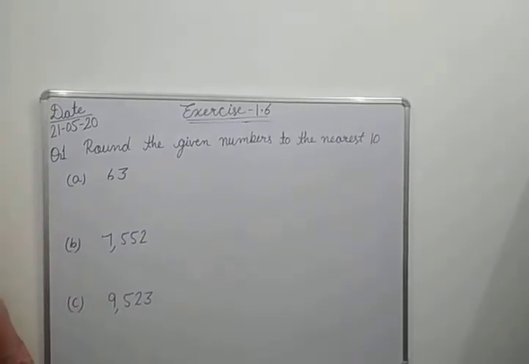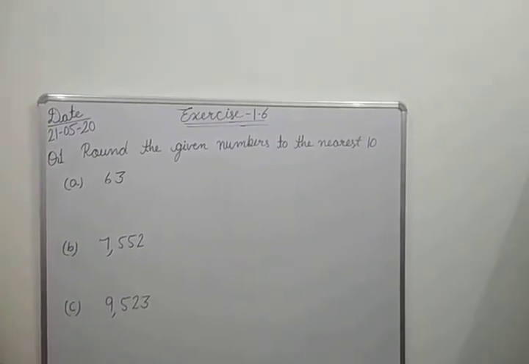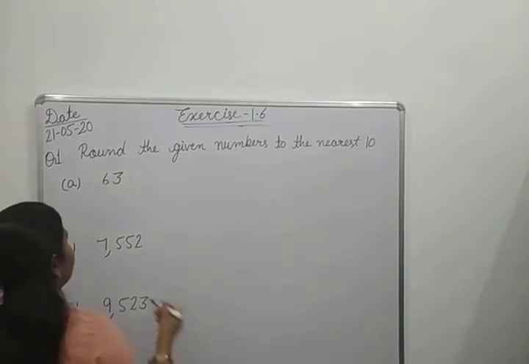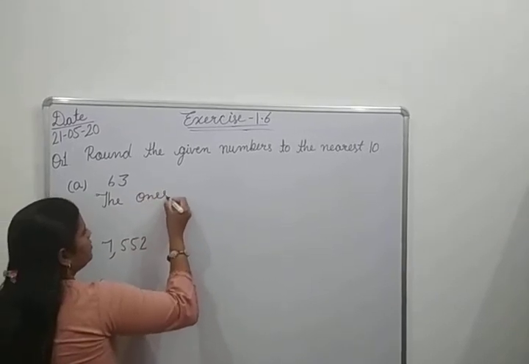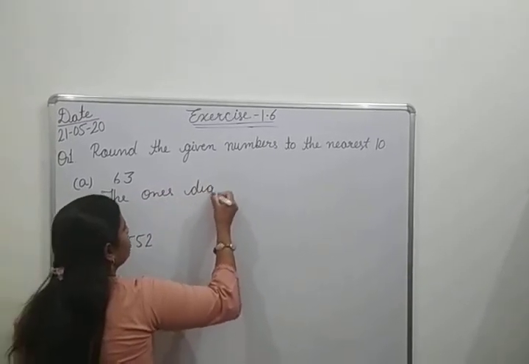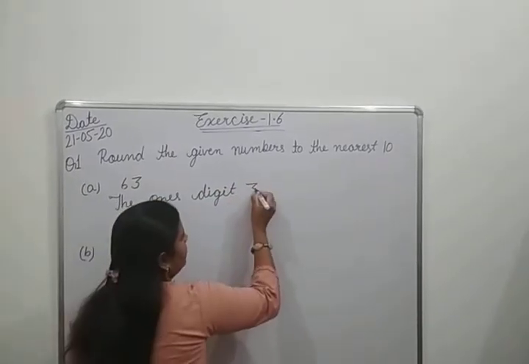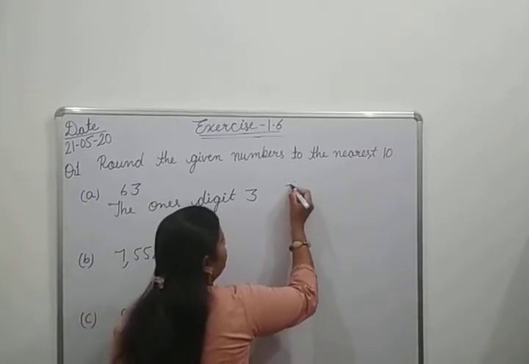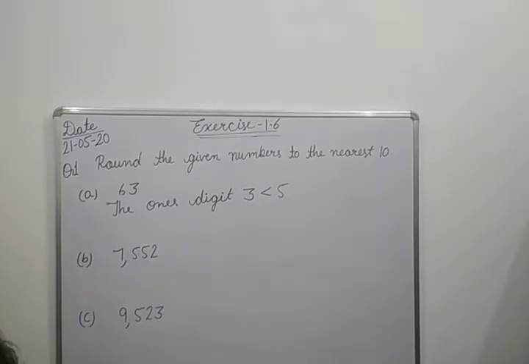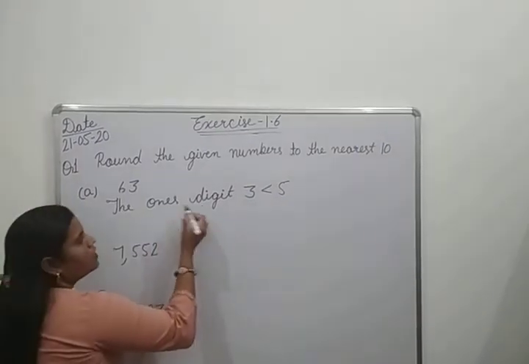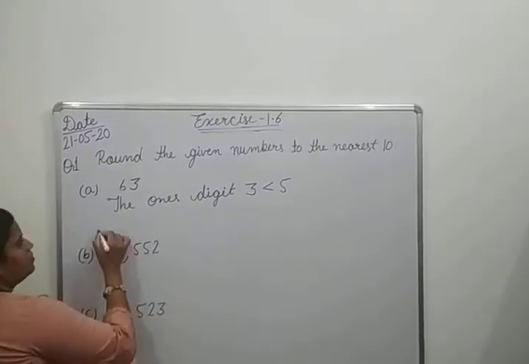Now our question first, 63. Here is 63. We will find the nearest tens. Here we will write the ones digit. What is the ones digit here? 3. So we write 3 and we compare with 5. 3 is less than 5. So we use the less than symbol. It means the ones digit 3 is less than 5.